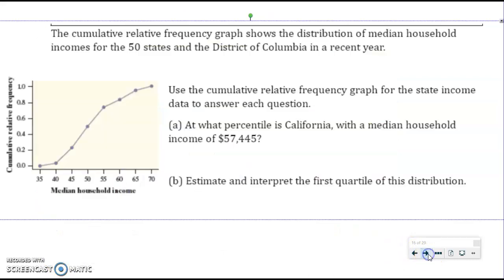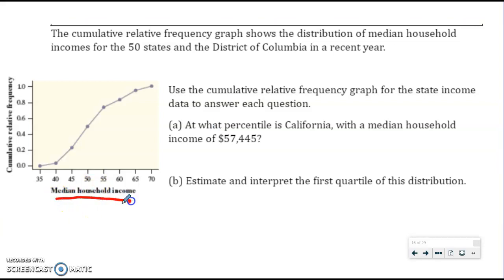So let's look at an example. This data represents the median household incomes for all 50 states, including the District of Columbia. The first question is: what is the percentile rank for California, which had a median income of $57,445? To find that percentile rank, first I want to identify where $57,445 would be on this horizontal axis of median incomes.